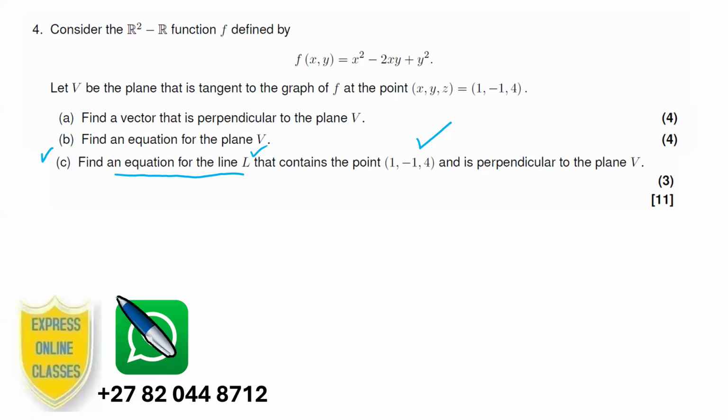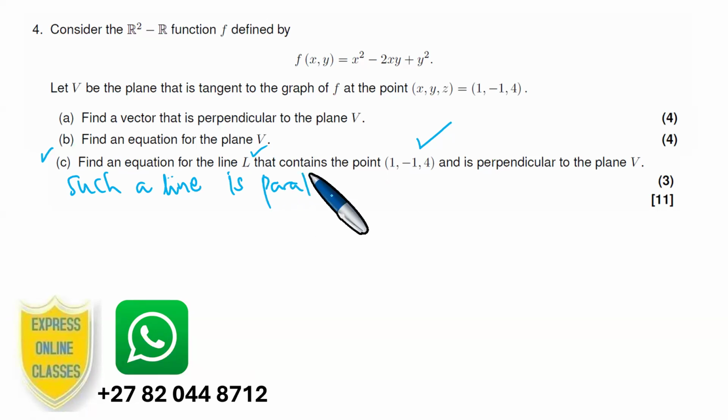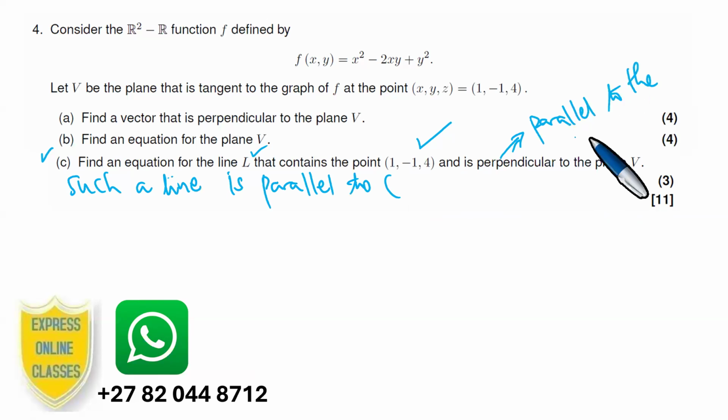To find an equation of a line, we do the following. We write first: such a line is parallel to, because it is perpendicular to the plane. If I find an equation for the line L that contains the point and is perpendicular to the plane, it means it's parallel to the normal. Perpendicular to the plane implies that it is parallel to the normal, 4, minus 4, minus 1.